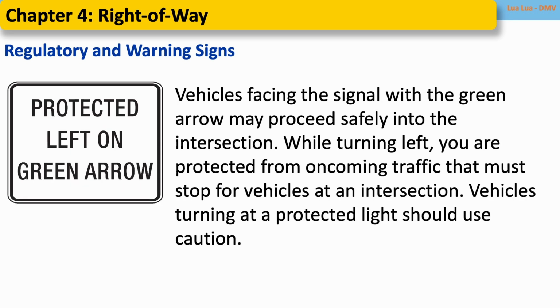Vehicles facing the signal with the green arrow may proceed safely into the intersection. While turning left, you are protected from oncoming traffic that must stop for vehicles at an intersection. Vehicles turning at a protected light should use caution.